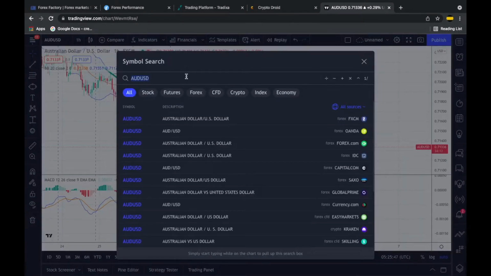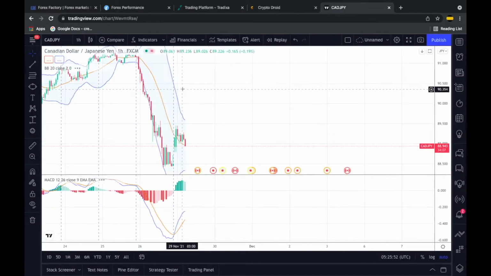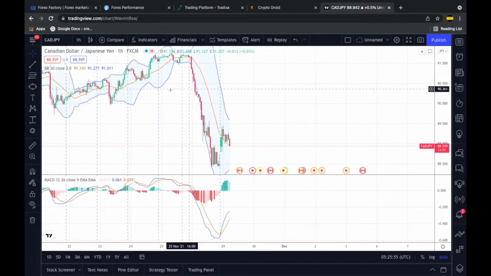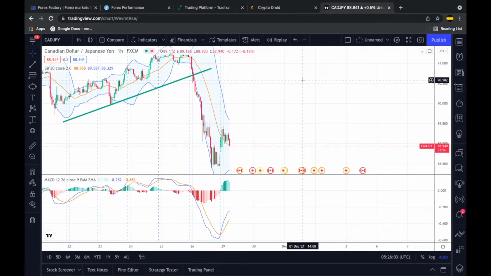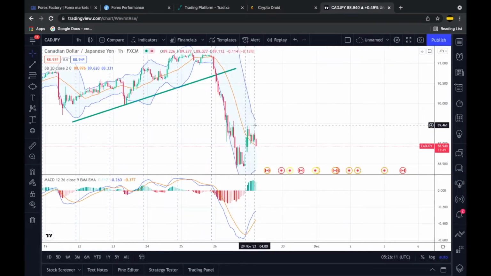The second one is actually pretty amazing because this one has a lot of room for profit, and that is on the Canadian dollar Japanese yen. Here, guys, in the last week we clearly saw a trend line break, and from that region onwards the downflow was way too aggressive. But right now see what is unfolding, guys.